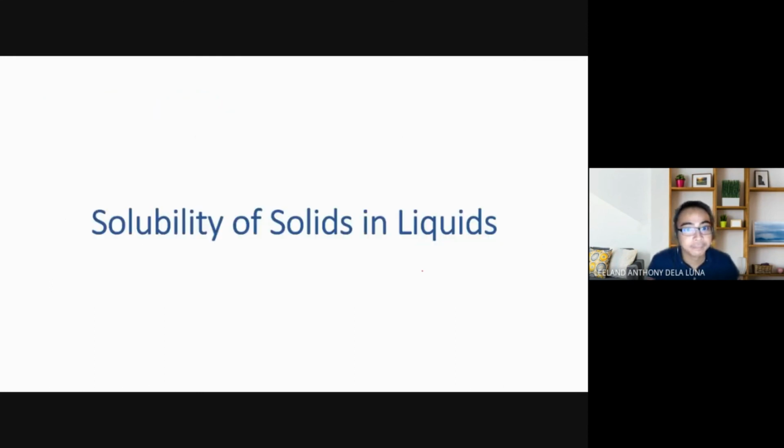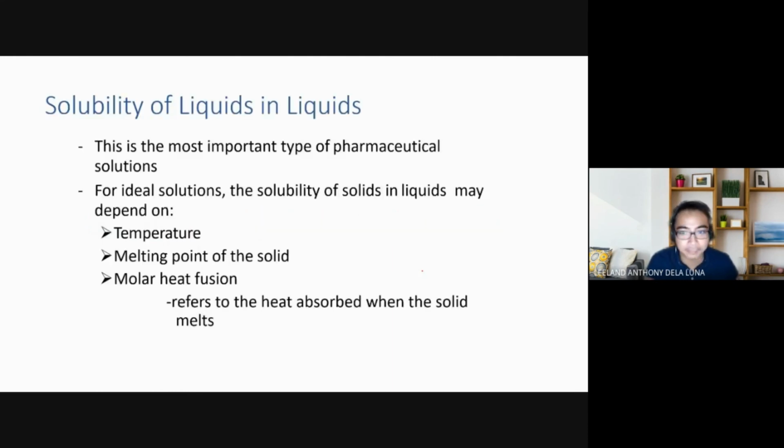Okay? And lastly, class, solubility of solids in liquids, which is what we usually use naman in pharmacy, right? Okay, so class, madali lang naman to. It's the most important type of pharmaceutical solutions. Nagtutunaw tayo ng powders in liquids. Halimbawa. So for ideal solutions, class, the solubility of solids in liquids may depend on temperature, melting point of the solid, molar heat of fusion.